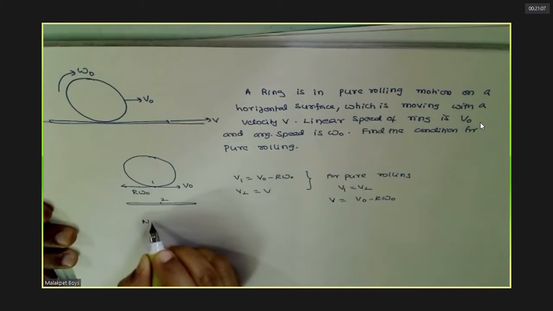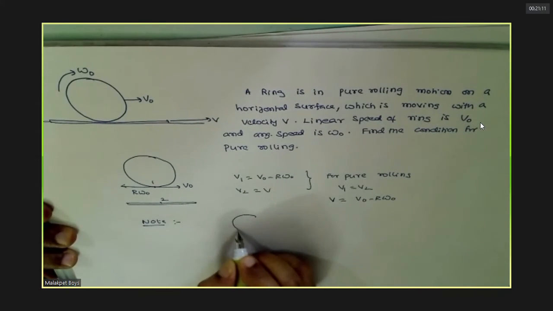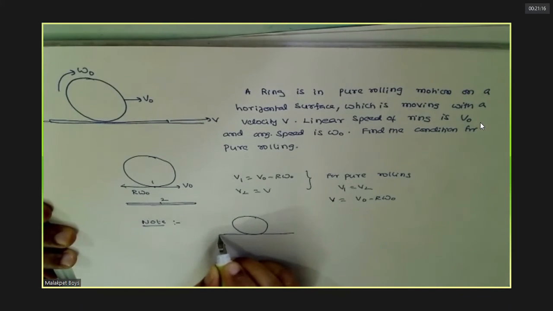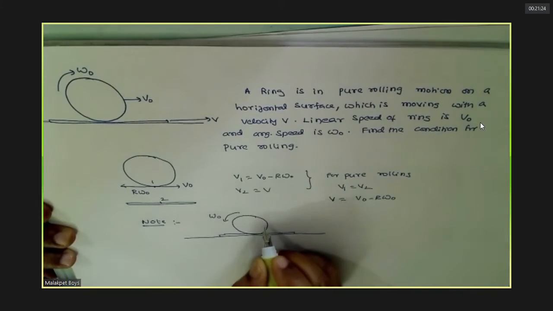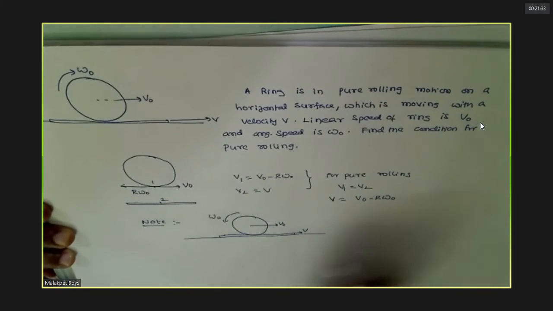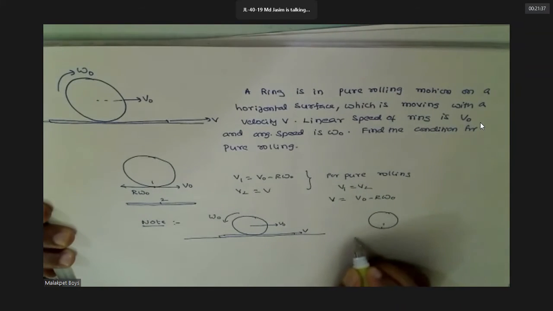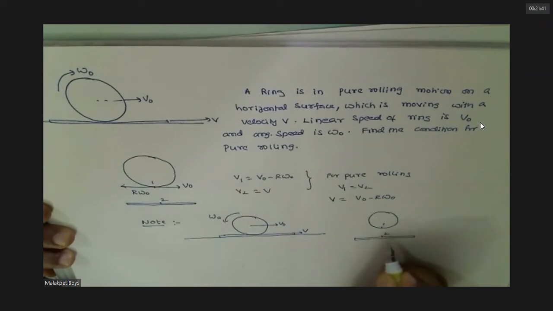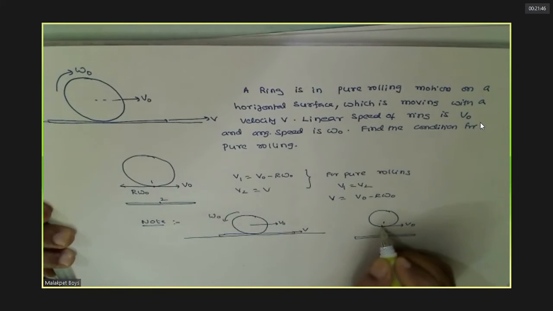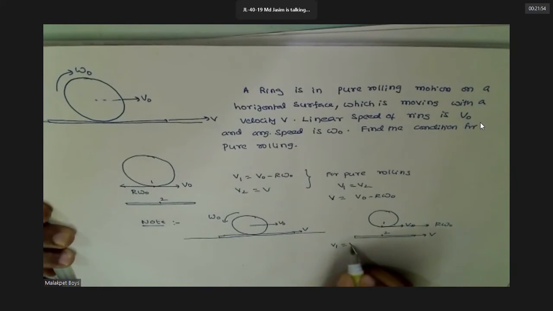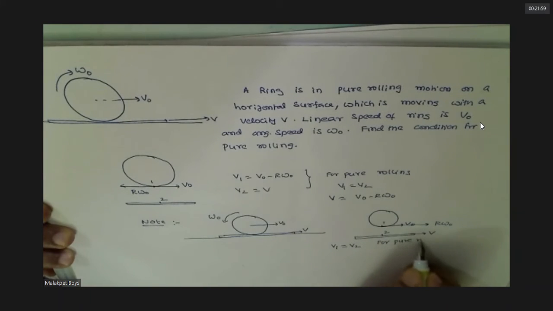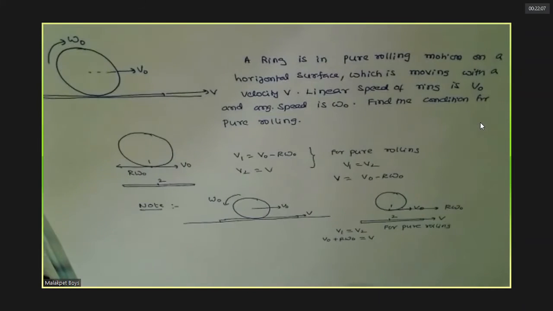Now suppose the same wheel, the situation slightly differs. This is omega naught. Then the center of mass will have V naught. This is V. Then what is the condition? V is equal to V naught plus R omega naught, because it rotates like this now, in the clockwise direction. So it's anti-clockwise direction. Understood this? Yes, sir.